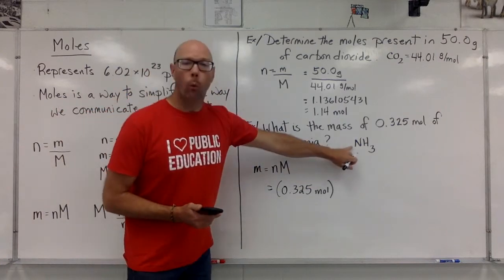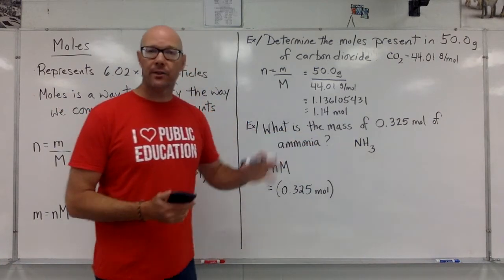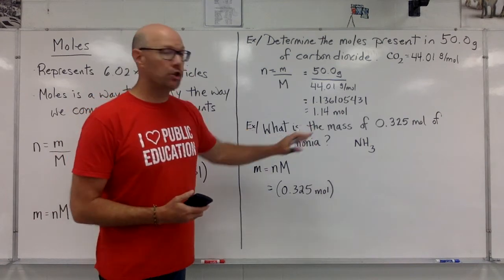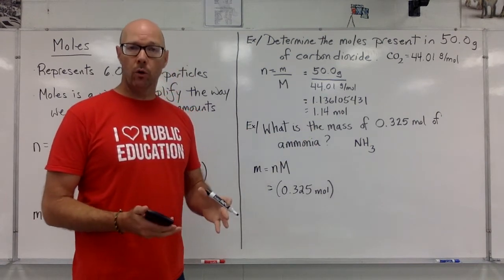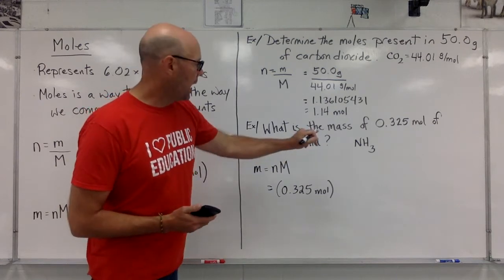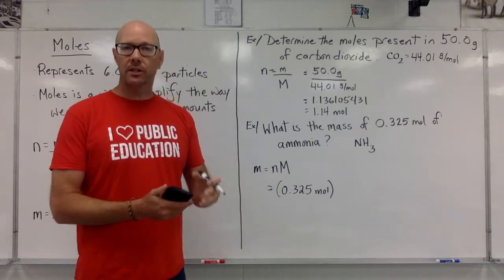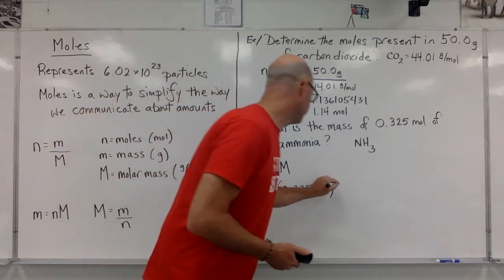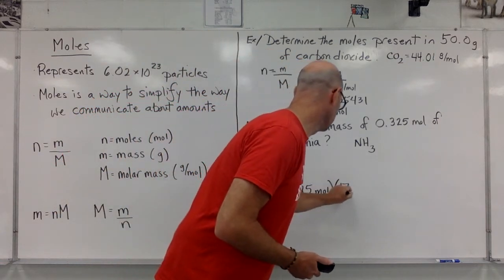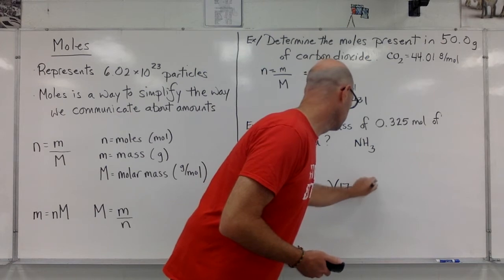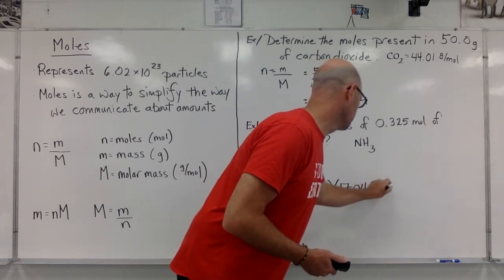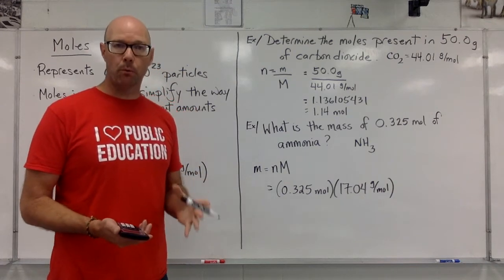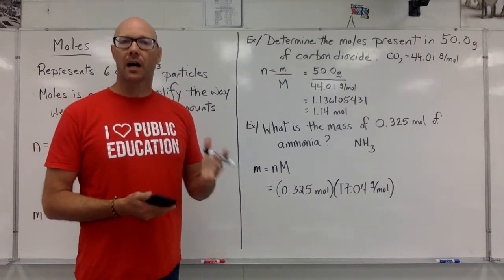NH3, that's 1 nitrogen and 3 hydrogens. I go to the data booklet if I need to. Nitrogen is 14.01, there's only one of them. Hydrogen is 1.01, and there's 3 of them. When I add all of that up, it's 17.04 grams per mole. That's the molar mass of ammonia.